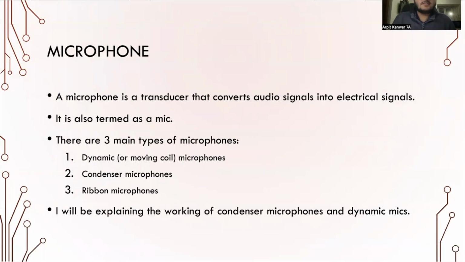A microphone is a transducer that converts audio signals into electrical signals. It is also termed as a mic. There are three main types of microphones: dynamic microphones, condenser microphones, and ribbon microphones. I will be explaining the working of condenser microphones and dynamic microphones.